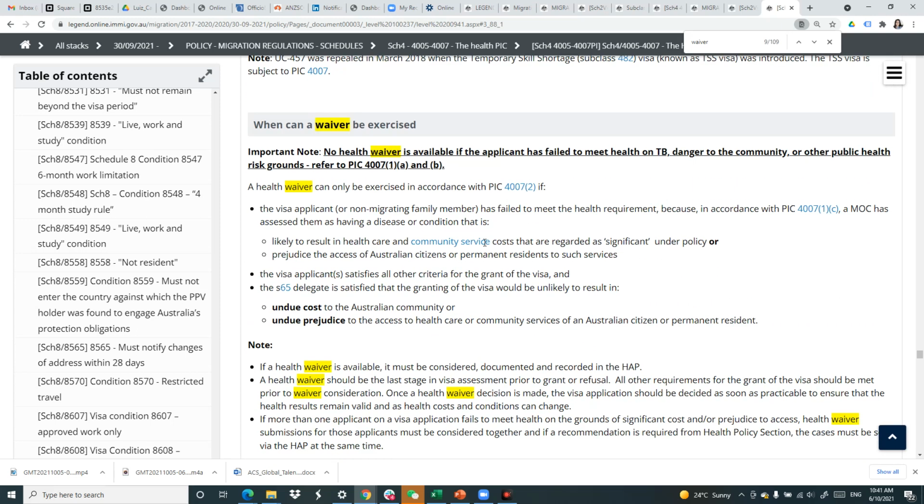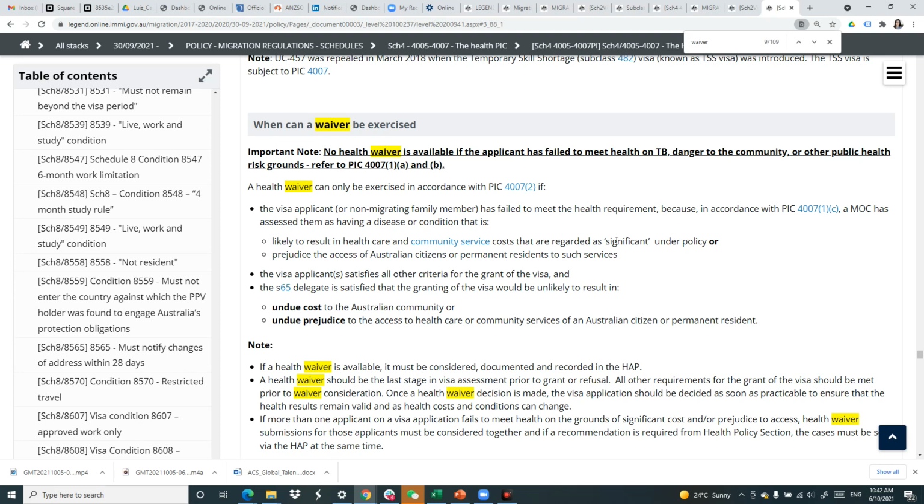Then we'll call when a waiver can be exercised. If, for instance, they have failed this requirement, such as having high blood pressure, or a child has autism, they say, I believe you failed the health exam, but I can consider that waiver if you meet this requirement. First, the applicant is unlikely to result in healthcare and community costs that are regarded as significant. So if the cost of treatment is not significant. The current significance policy is 49,000 Australian dollars over 10 years. If the cost in 10 years' time is less than that, we will need to address this.